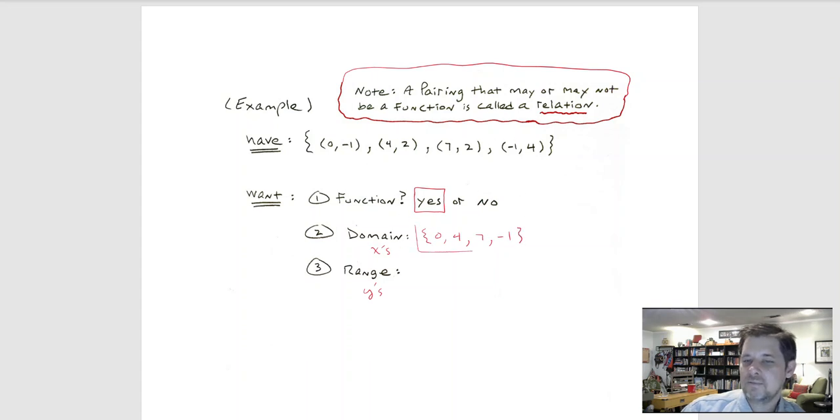Which is an exhaustive list of every possible x in this function. The range, similarly, is the exhaustive list of all the possible y's. Well, I've got -1, I've got 2, and then I've got 2 again. Should I list it twice? No, I'm not going to list it twice. It wouldn't do any good. It wouldn't provide any additional information if I listed it twice. We'll list it once. So -1, 2, and then 4. And then there's your exhaustive list of y values, otherwise known as the range.